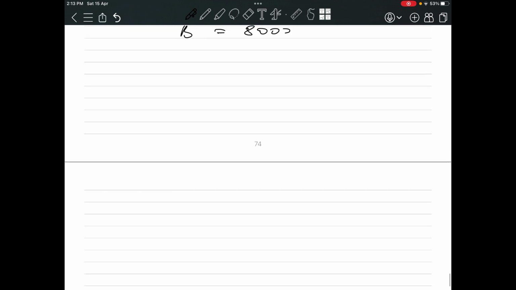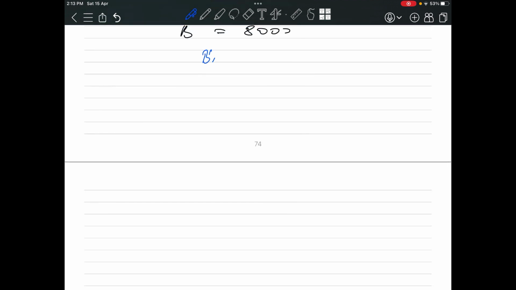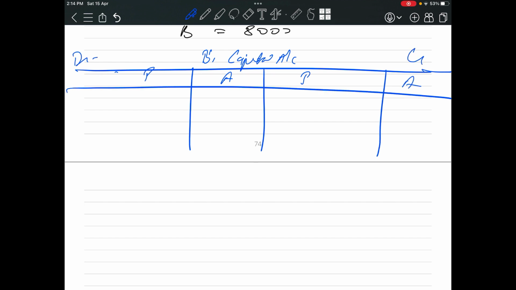Now let's prepare B's capital and current account. I will not write particulars and amount every time, but in the exam you must not simply write the account this way. You will have to write particulars and amount properly. This will be the debit, this will be the credit. If you don't write debit and credit, that's also fine.